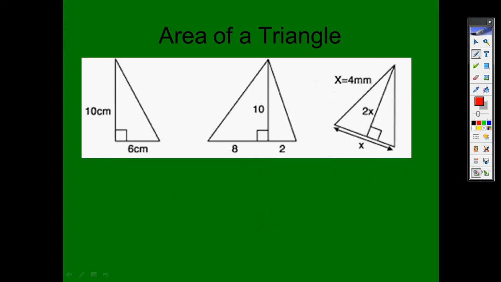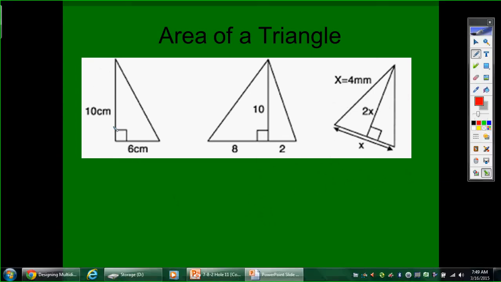When you have a right triangle, your base and height are actually your two legs, because they do form a right angle. This is an area where students often get confused, because they're not sure what the base and height are, but the base and height on a right triangle are the two legs that form the right angle. So here I can do 6 times 10 is 60, divided by 2 is 30.